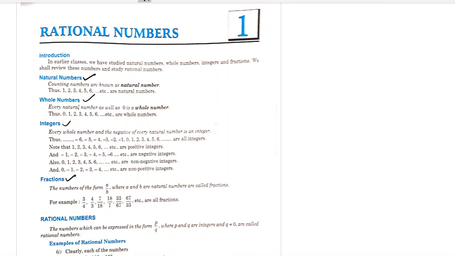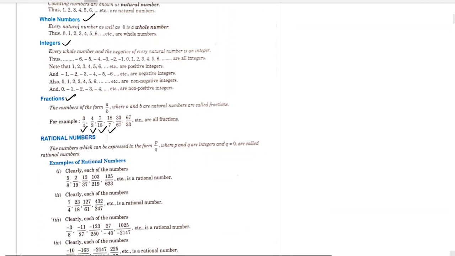Fractions. The numbers in the form of a by b, where a and b both are natural numbers, are called fractions. 3 by 4, 4 by 3, 7 by 18, 18 by 7. These are all examples of fractions. And then comes rational numbers.